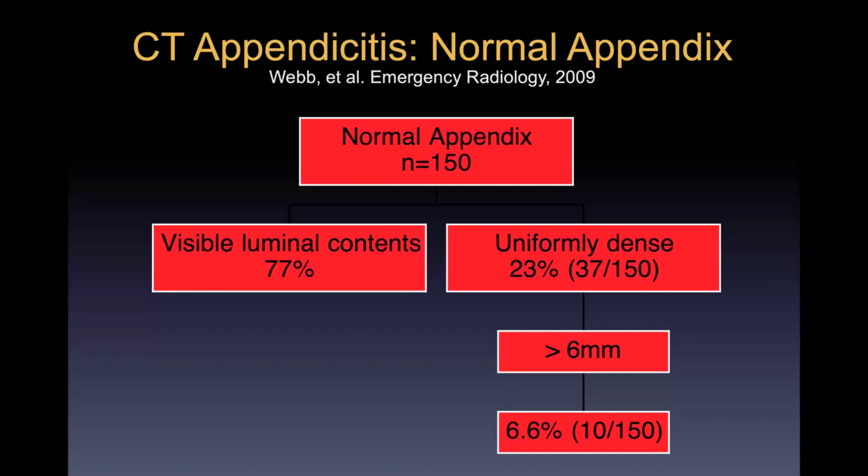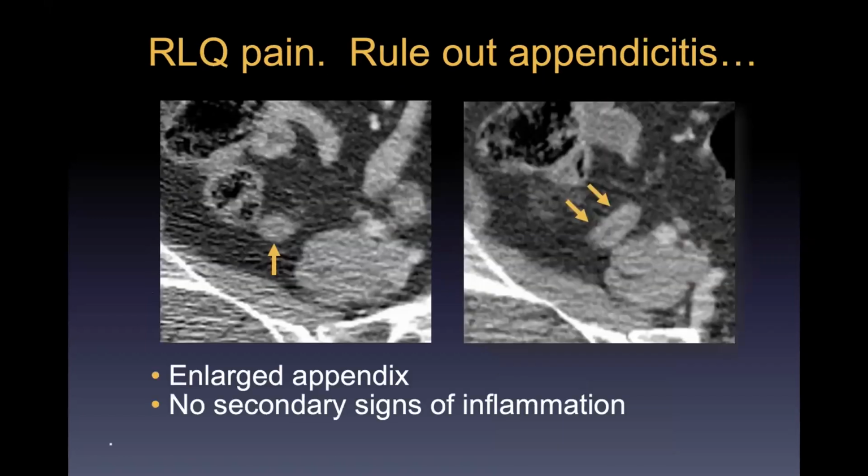So if we used just a 6 millimeter cutoff rigidly in these sort of equivocal looking cases, we would overcall appendicitis probably 6 to 7% of the time. So that's not as bad as 40%, but we still don't want to overcall it 6 to 7% of the time. So what do we do? How do we approach it? What are the statistics here?